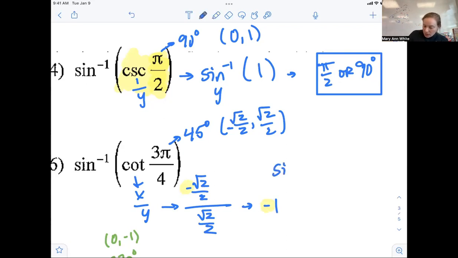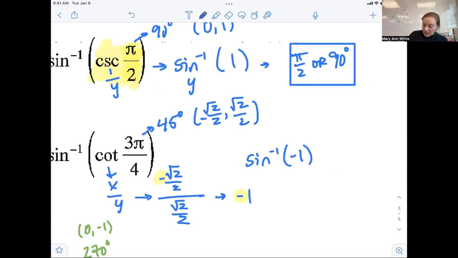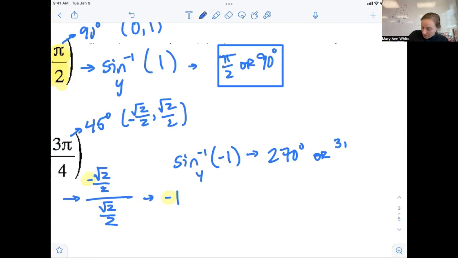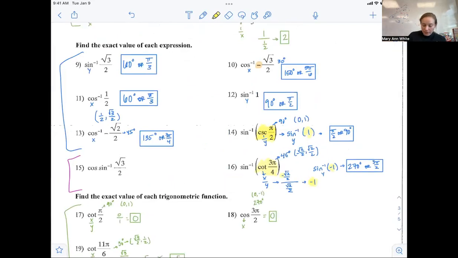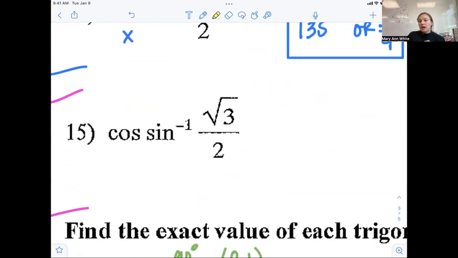So now I'm thinking, what's my inverse sine of negative 1? What's my angle that has a sine or a y of negative 1? Well, that is going to be 270 or 3 pi over 2. Notice on both of these, I had to do the inside first. I did my cosecant of pi over 2 and got 1. And I did my cotangent of 3 pi over 4 and got negative 1. And then I had to take that number I found and then do the outside function, the inverse sine of that.